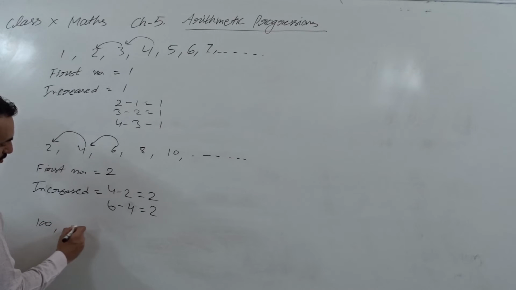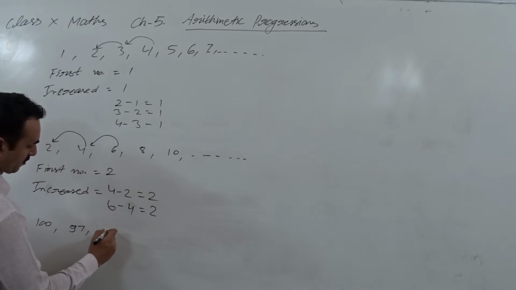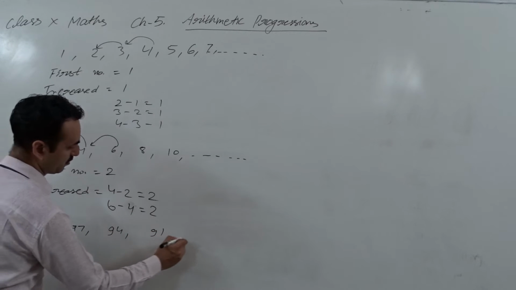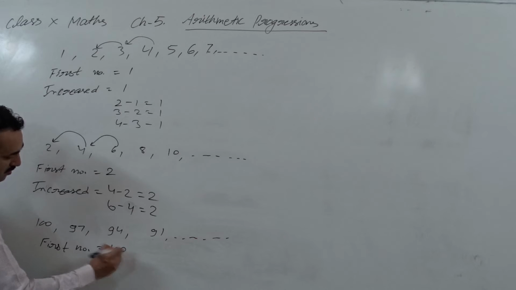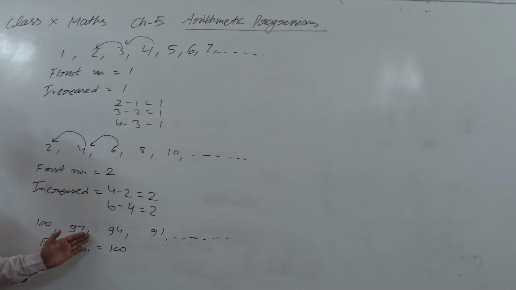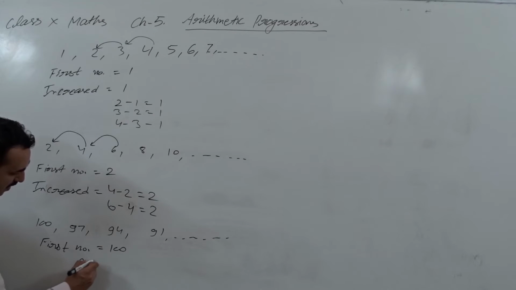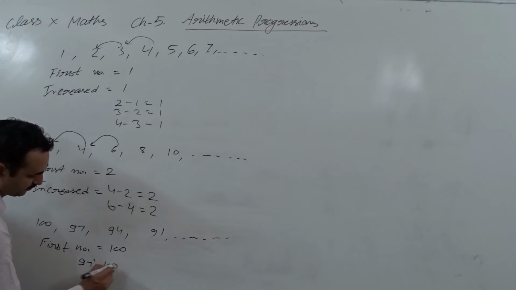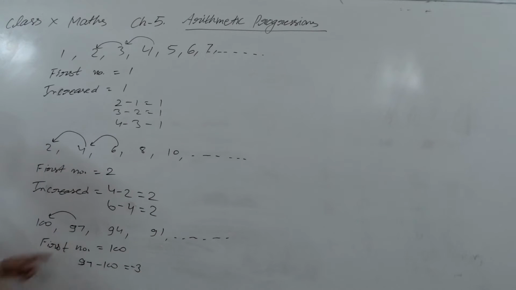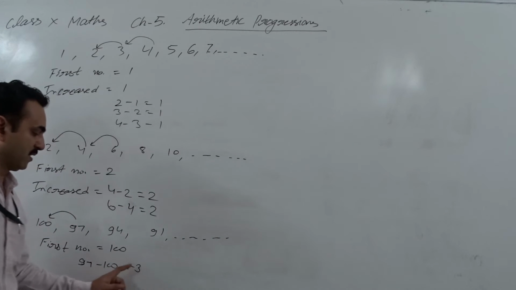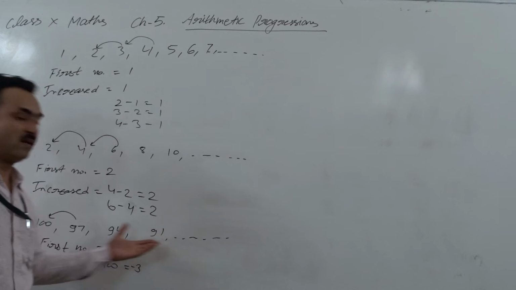100, 97, 94, 91, and so on. So the first number is 100 here, and you can see this is not increasing, this is decreasing. So it decreases by: 97 minus 100 equals minus 3. So you can see whenever the difference is negative, we can say that the AP is decreasing.